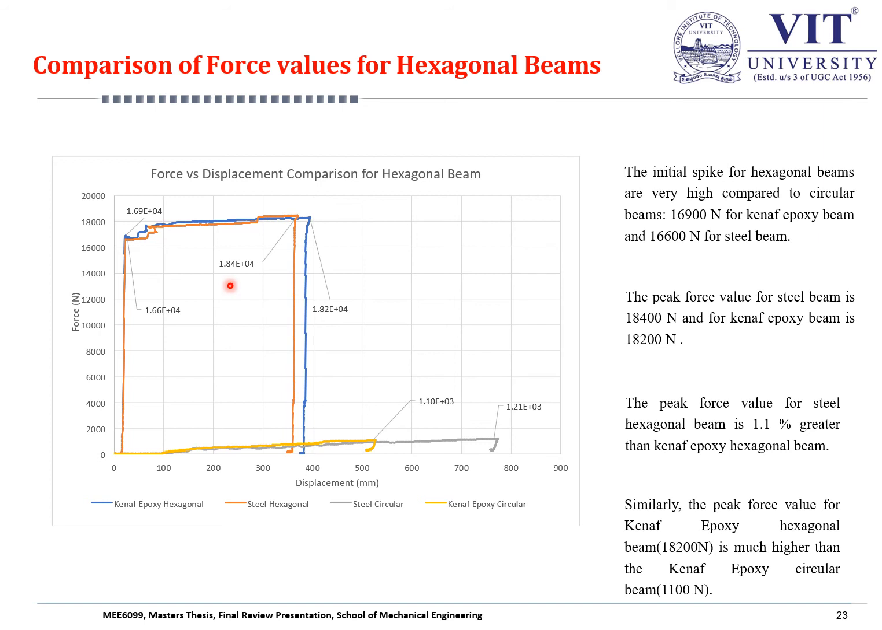Similar to the previous slide, comparison of force values has been done for hexagonal beams. In this graph, you can see that the peak force value for the steel hexagonal beam is 18,400 Newton, as well as for the canap epoxy beam is 18,200 Newton. And you can see the bottom lines are the peak force values for the circular beams of both steel and canap epoxy materials. You can see what kind of difference it makes for circular as well as hexagonal beams. The peak force value for the steel hexagonal beam is 1.1% greater than that of the canap epoxy hexagonal beam.